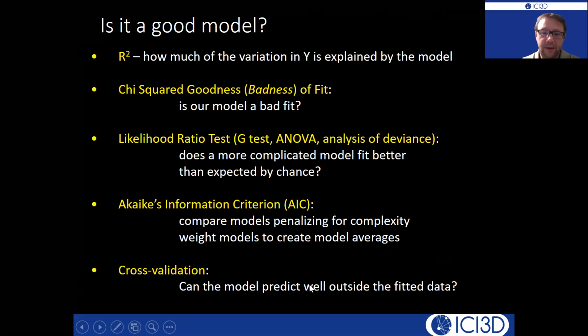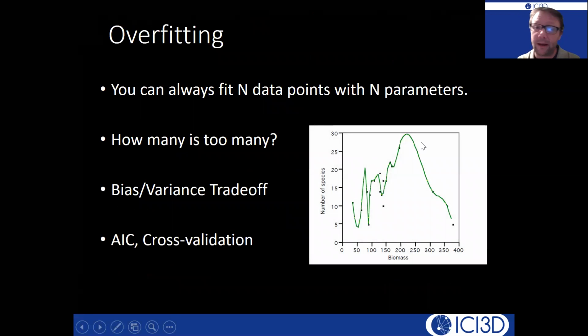And then cross-validation: can the model predict well outside of the fitted data? This is really key in guarding against overfitting a model. What do I mean by overfitting? Back to the opening question I asked, do you think that that model that was fit to these data is a good one? Maybe you should just think about that now, although it's on a slide that says overfitting, so maybe the cat's out of the bag. But yeah, this is a classic example of a model that's been overfit to the data.